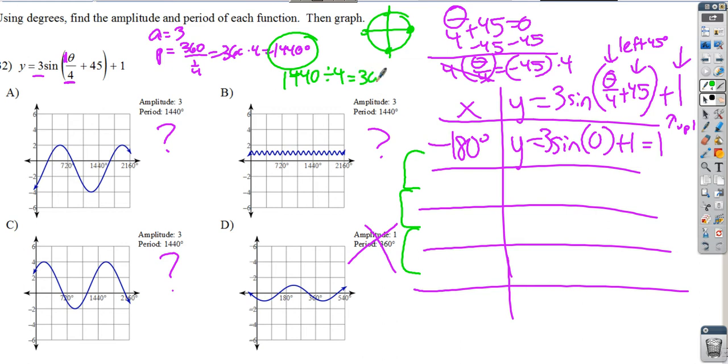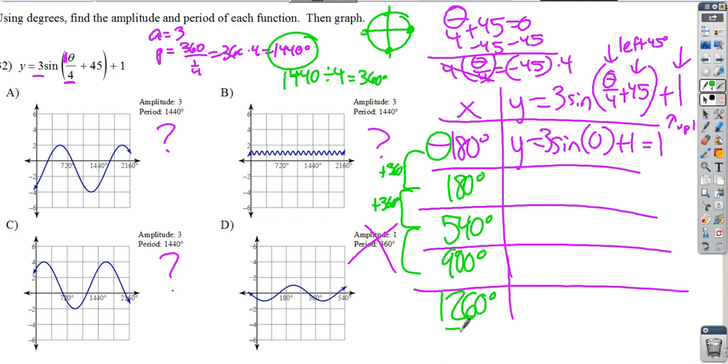This turns out to be 360, so that means we're going to increase each of these table of values by 360. So -180 plus 360 is 180. 180 plus 360 is 540. 540 plus 360 is 900. And then 900 plus 360 is 1260. And notice that we shifted at -180. If you add 180 to this last one, you do get 1440. You don't have to worry about that if that's confusing, but that's just another check.